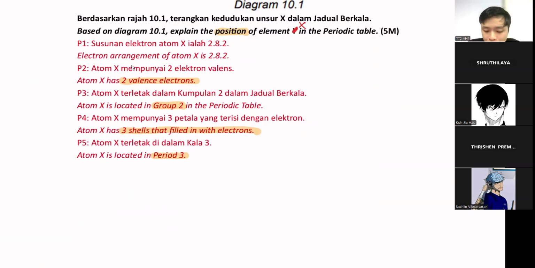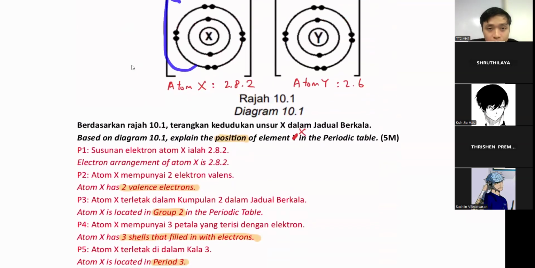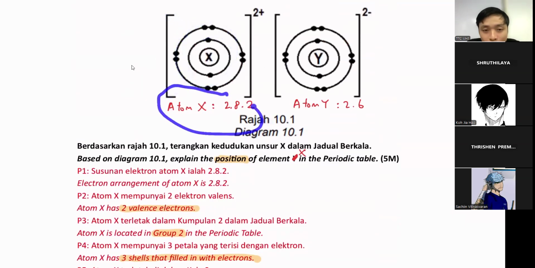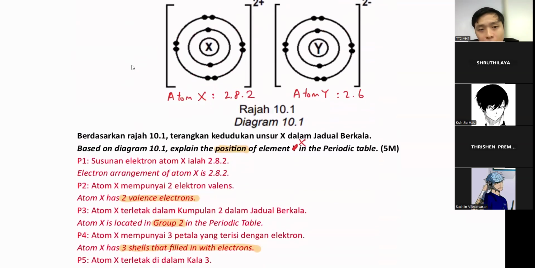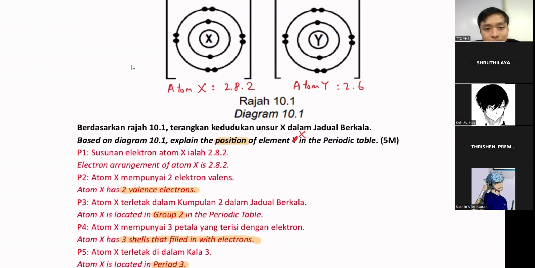I forgot to tell you, they will also ask for drawing. If they ask for drawing, for ionic you have to draw the already stable version. You don't draw the atom X. If they ask to draw the electron arrangement of this ionic compound, it means they want you to draw the 2.8 one, not the unstable one. And you have to draw the square bracket and write the charge. Don't forget, okay?